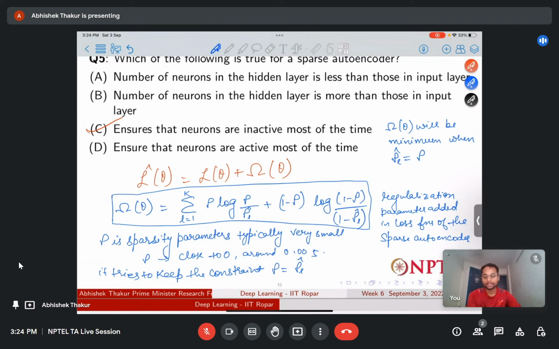And here, what will be the loss function L? That is a squared error loss or cross entropy loss, anything. And omega theta is the sparsity constraint. L hat theta will be the summation of L theta, that is the loss function, plus the regularization parameter, that is omega theta. Okay. So now we can move on to the next question.